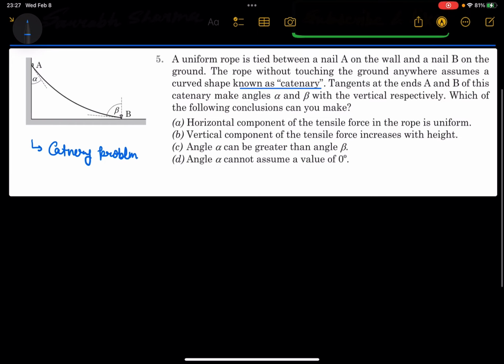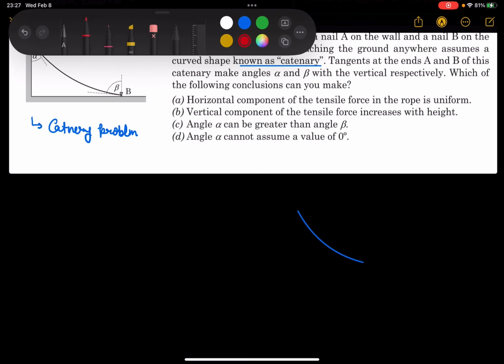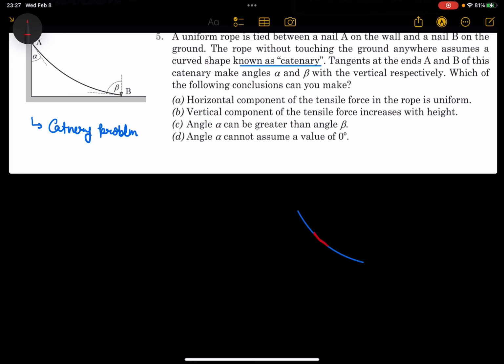Okay, my dear friends, just listen carefully. Suppose this is the curvature like this, and from this curvature I cut a very small elementary part like this. This is a dl length. From this dl length, one force is acting due to gravity. Let the linear mass density of the rope be lambda. So here it is lambda dl g.